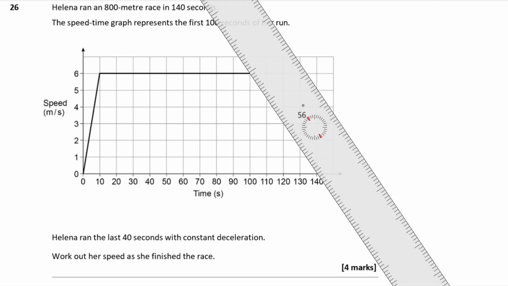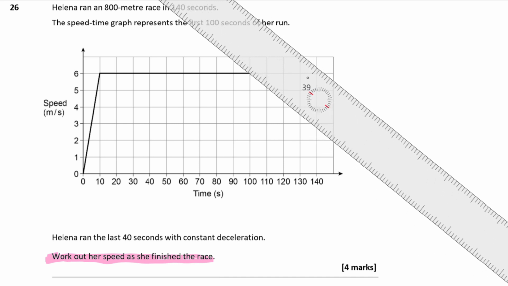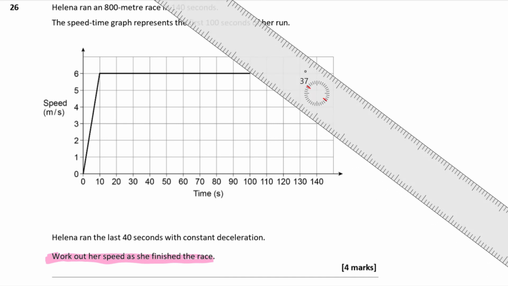But we actually need to find the speed that she finishes the race. We can't just assume that she finishes at speed 0, just slows right down and crosses the line at a snail's pace. That's not what happens. It's going to be more like this. So she's going to constantly decelerate, and we need to find the level at which the speed is going to be at the point where she finishes the race.